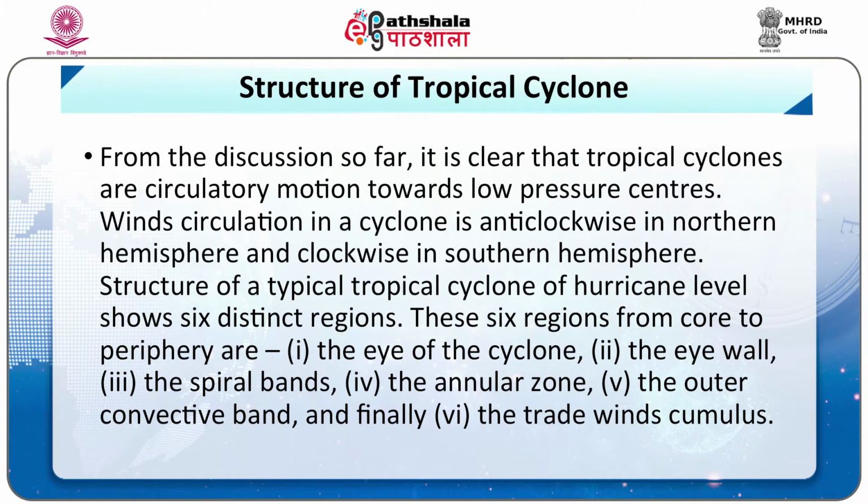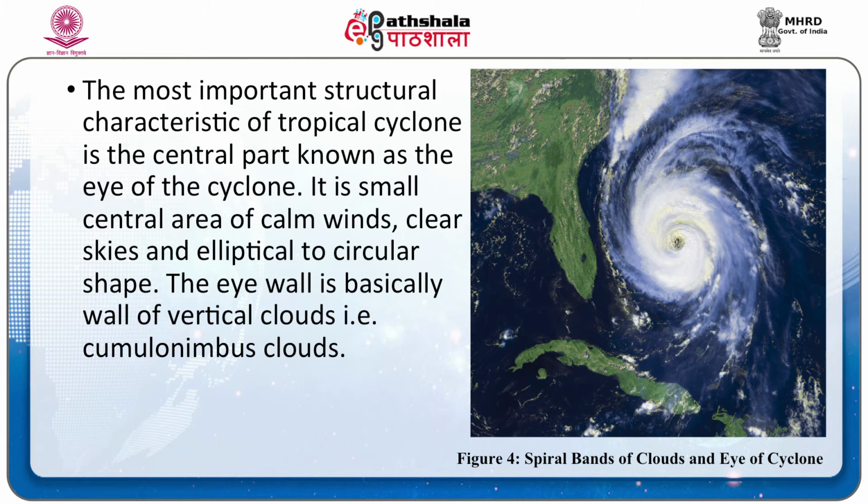These 6 regions from core to periphery are: number 1, eye of the cyclone; number 2, the eye wall; number 3, the spiral bands; number 4, the annular zone; number 5, the outer convective band; and finally trade winds cumulus. The most important structural characteristic of tropical cyclone is the central part, which is known as the eye of the cyclone. It is small central area of calm winds, clear skies and elliptical to circular shape.